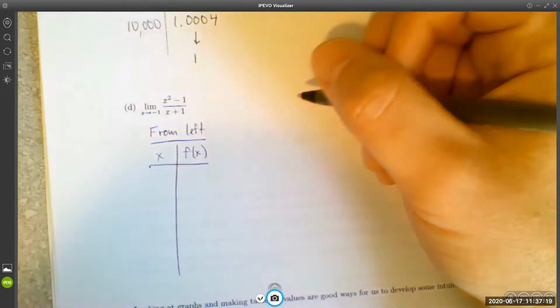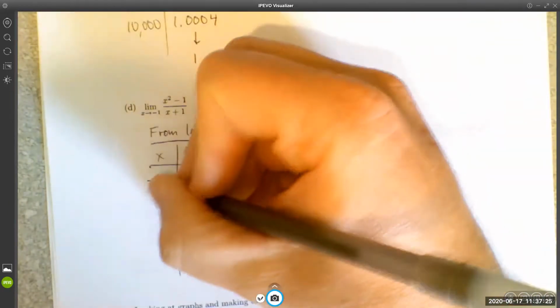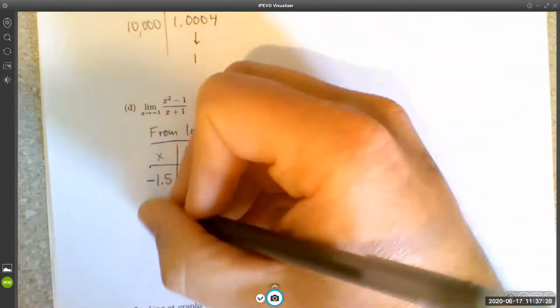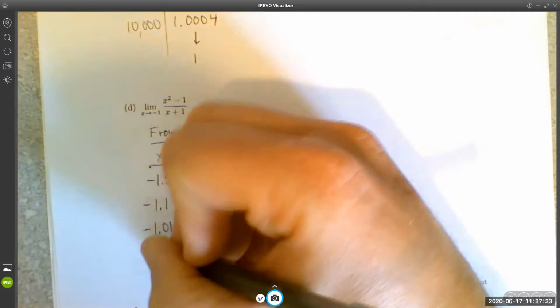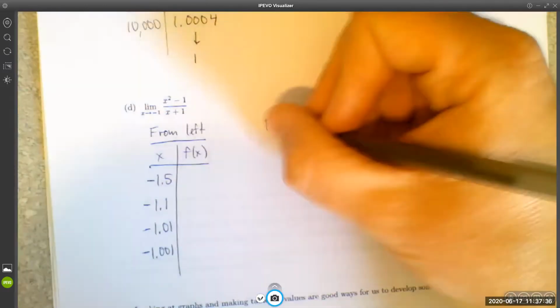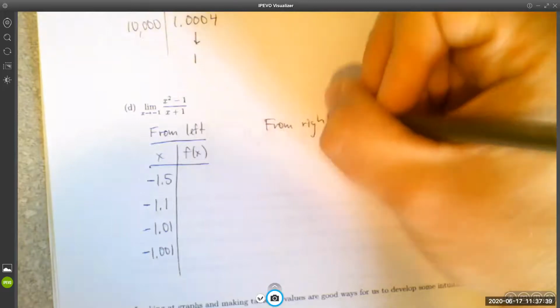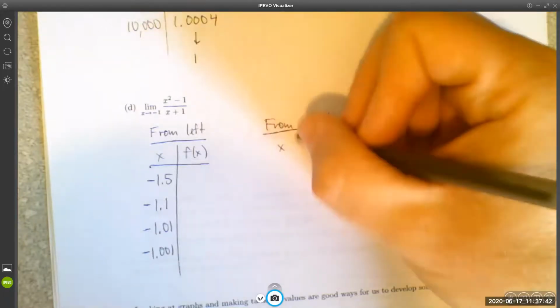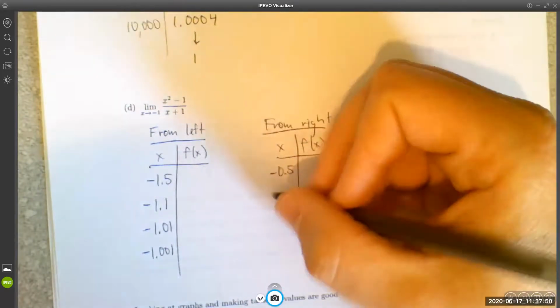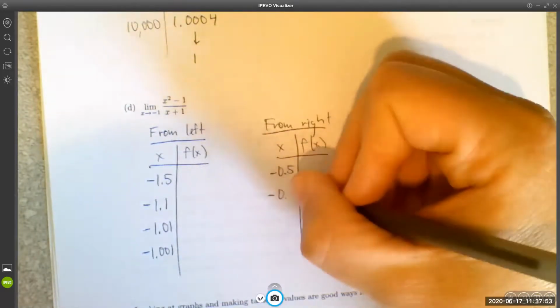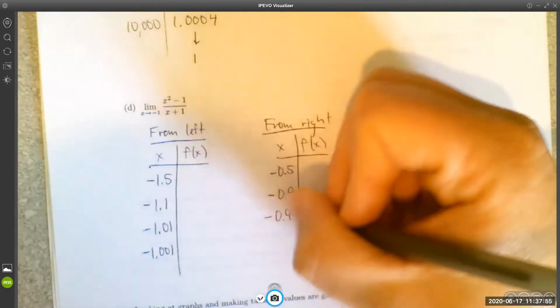Okay. So from the left, plug in something slightly smaller than -1, like -1.5, and then we'll try to get closer and closer to it. So -1.1, -1.01, -1.001. From the right, we're going to be plugging in values slightly bigger than -1. So something slightly bigger than -1 would be like -0.5. And then we might try to get closer and closer, -0.9, -0.99, -0.999. Let's see what we get.